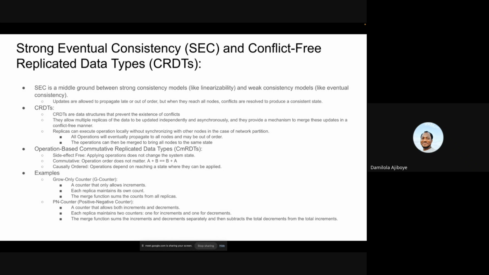So an example is the grow counter. In this case, every replica maintains its own count. And then whenever there's a merge, all that has to be done is to merge all the counts from all the nodes, and then every node would arrive at the same total count.